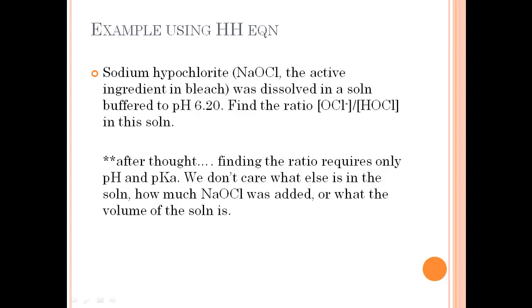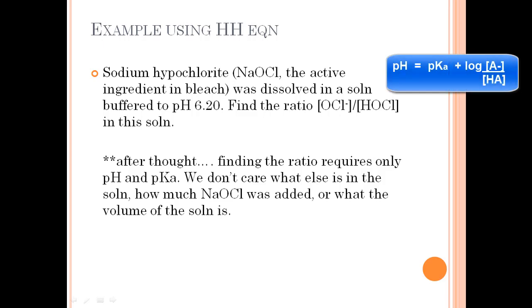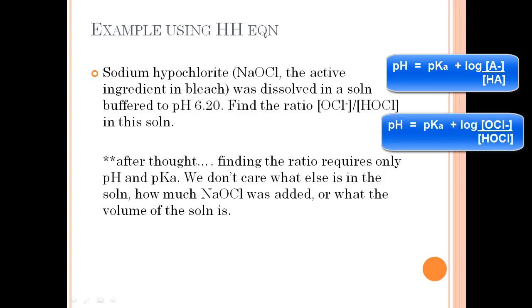The key word in this problem is buffered, so you know more than likely we're going to have to use the HH equation. So go ahead and write that down. pH is equal to pKa plus the log of products over reactants. Now the product is going to be your weak base, the OCl minus, because remember, this is sodium hypochlorite. It's dissolved in a solution, so when it's dissolved, that Na is going to trade places basically with the H of your water. So you're going to start off with your HOCl, and that's going to be in equilibrium with your weak base, OCl minus, plus your H plus, which will dissociate.